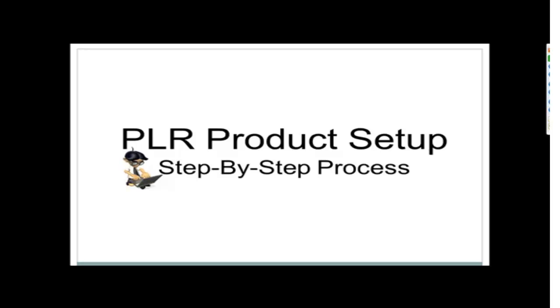For today's training, we are going to be talking about private label rights product setup. Basically, we're going to go over the step-by-step process live, taking a product from how you bought it as a private label rights product through the entire process to get that product set up and on the internet so you can start making money. Because we all know if a product's not online, it obviously can't make us any money.